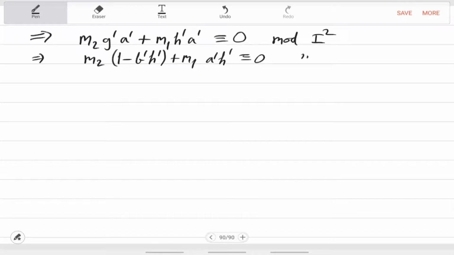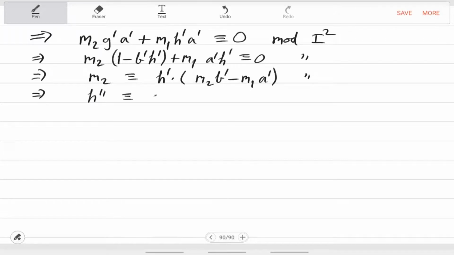So, okay, where does that take us? We are getting M2 H prime will take out M2 B prime minus M1 A prime mod I square. Okay. Remember M2 was, how did we define? H prime prime minus H prime. Right. So, this means that H prime prime is now H prime times 1 plus this thing.